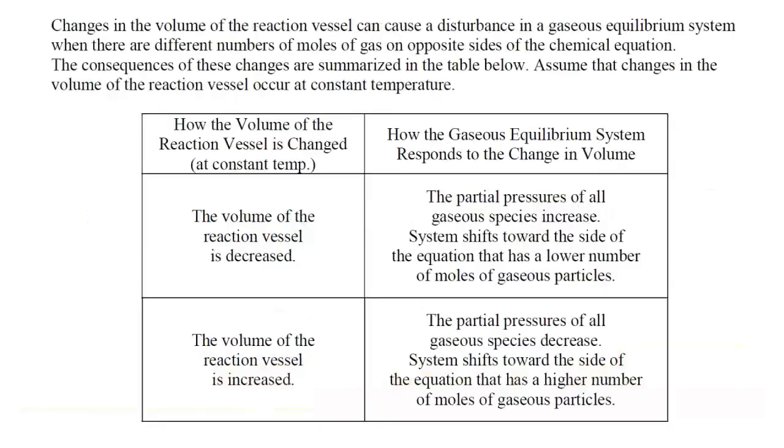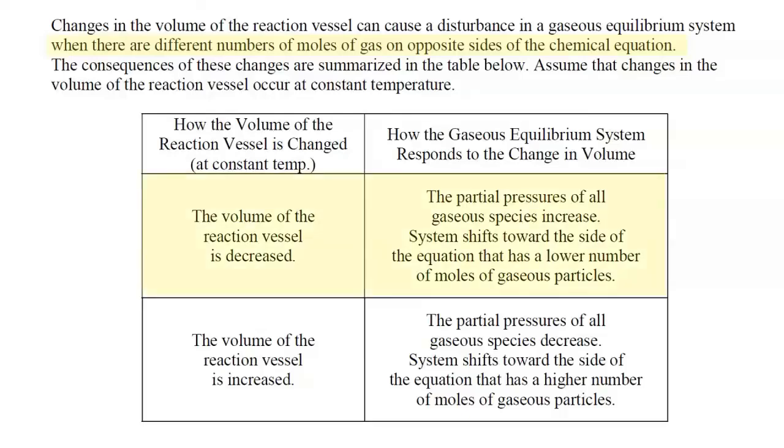So changes in the volume of the reaction vessel can cause a disturbance in a gaseous equilibrium system when there are different numbers of moles of gas on opposite sides of the chemical equation. But if there are the same number of moles of gas on the left as on the right, then there will not be a shift in response because Q will remain equal to K. So let's summarize what did happen in the situations where there was a shift.